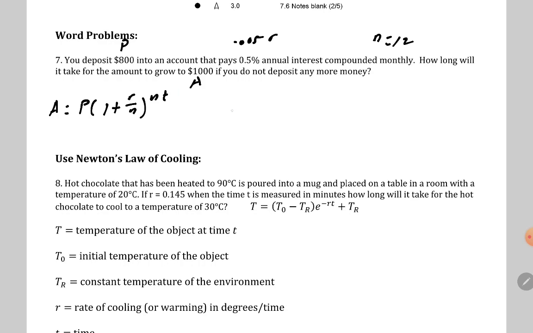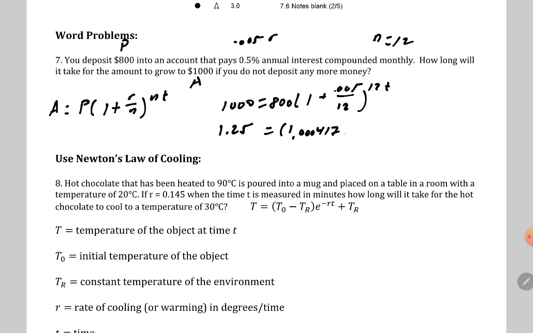So A is 1,000 equals our initial amount 800 times 1 plus 0.005 divided by 12 to the 12t. Okay, I'm going to divide both sides by 800, and that'll give me 1.25 equals, the inside is going to be 1.00417 to the 12t.